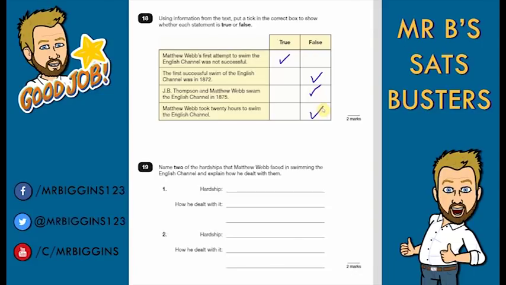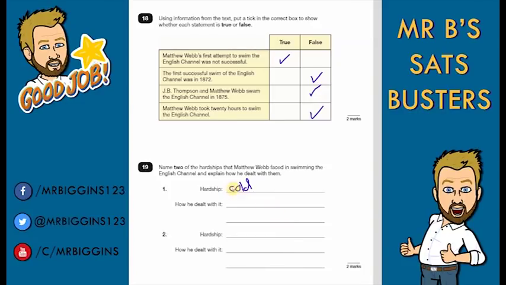Question 19 says, name 2 of the hardships that Matthew Webb faced in swimming the English Channel. Explain how he dealt with them. Now, hardship means something that he found difficult. If you're not sure what the word means, look at the root word, which is hard, and we know that means something that's difficult. Now, there's about 4 or so, but there's 2 obvious ones in the text, so we're going to look at those first. The first hardship was the cold, how cold it was in the water, or hypothermia. So we need to write down cold or hypothermia, whichever one it is, and then how he dealt with it.